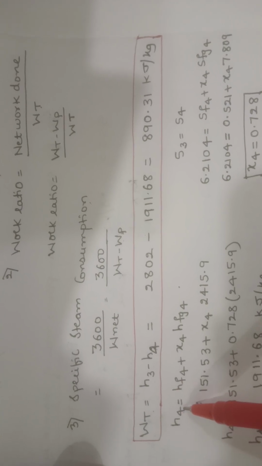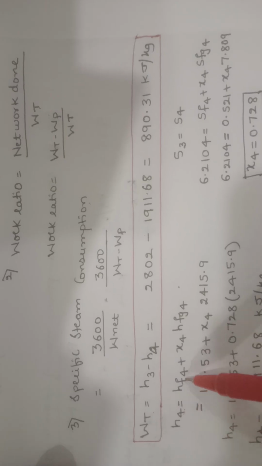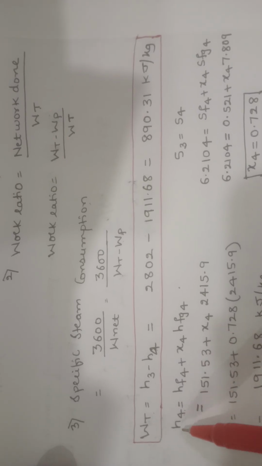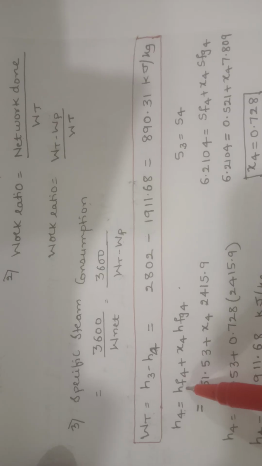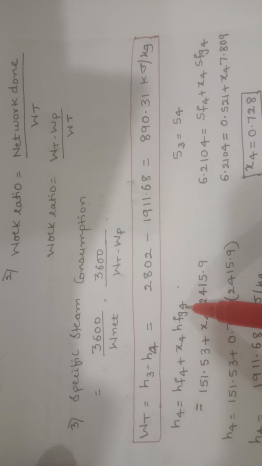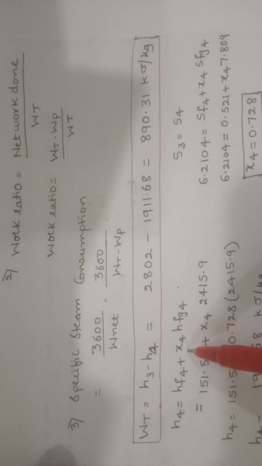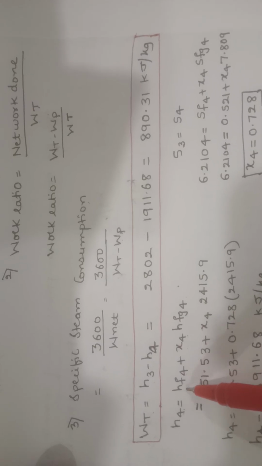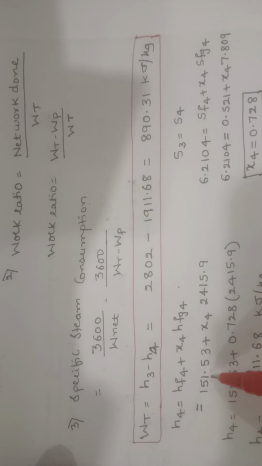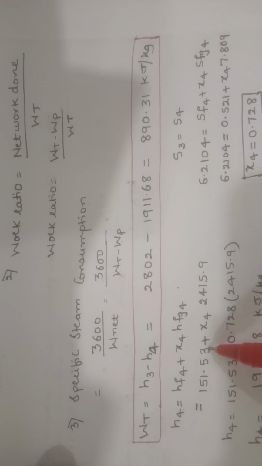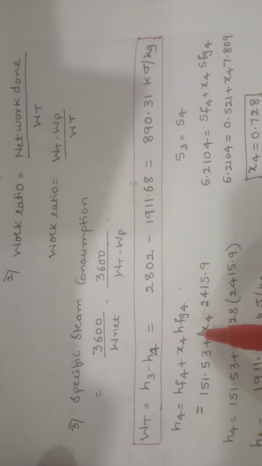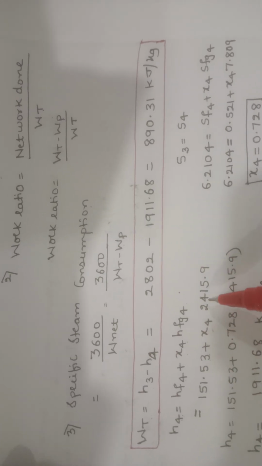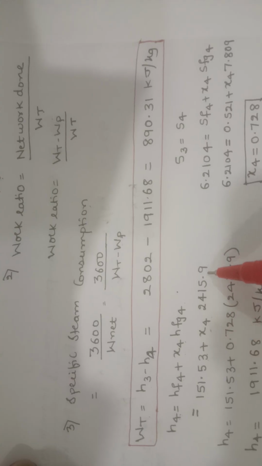The steam exhaust from the turbine will be in the form of wet steam. So the enthalpy at point 4, H4, is calculated by the formula hf4 plus x4 into hfg4. Here x4 indicates the dryness fraction of the steam. hf4 means enthalpy of the water at point 4, which is taken from the steam table at pressure 0.06 bar, because it is given in the problem, plus x4 times hfg4, which is also taken from the steam table book at the pressure 0.06 bar.